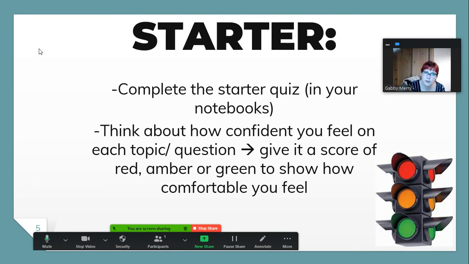If you found the question quite difficult, put a cross in the box under red. If you found it was okay, put a cross in the box for amber. And if you found it really easy, put a cross in the box for green. Okay, and this is going to help us to think about what areas you're finding easy and what areas you're finding more of a struggle and that perhaps we need to do some work on. So pause the video now and please have a go at the starter quiz.